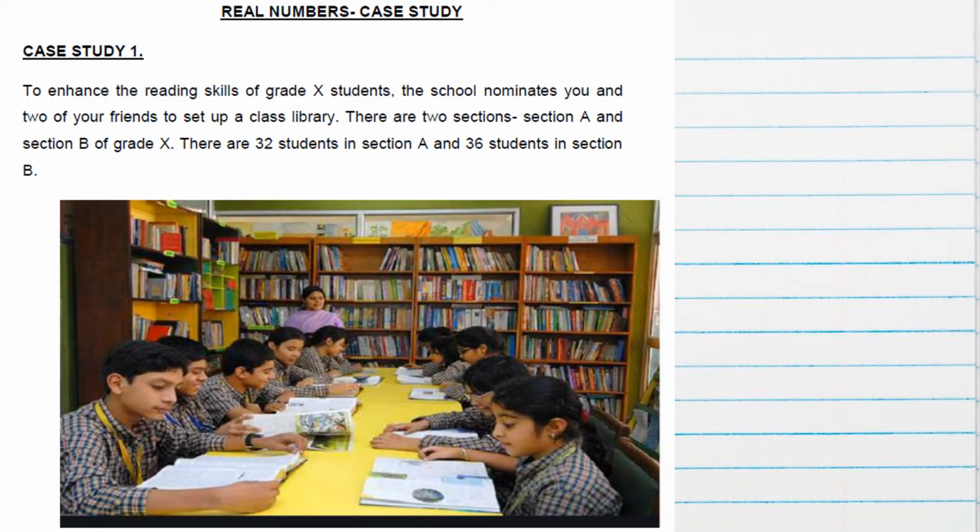Given in the question bank by CBSE. So we'll be solving the whole question bank starting from chapter 1, case study 1. The question is to enhance the reading skills of grade 10 students. The school nominates you and two of your friends to set up a class library. There are two sections, section A and section B of grade 10. There are 32 students in section A and 36 students in section B. So this much information is given to us: 32 in section A and 36 in section B.